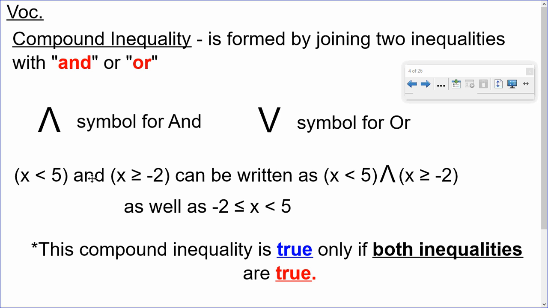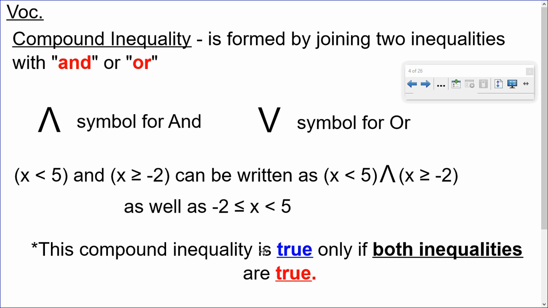x less than 5 and x greater than or equal to negative 2 can be written as x less than 5, then the upside down V looking like the letter capital A, x greater than or equal to negative 2. As well, we can write it this way: negative 2 is less than or equal to x, and x is less than 5. I tell my students, say it's between these two. Make sure you know that you're including. So watch your comparison symbols.